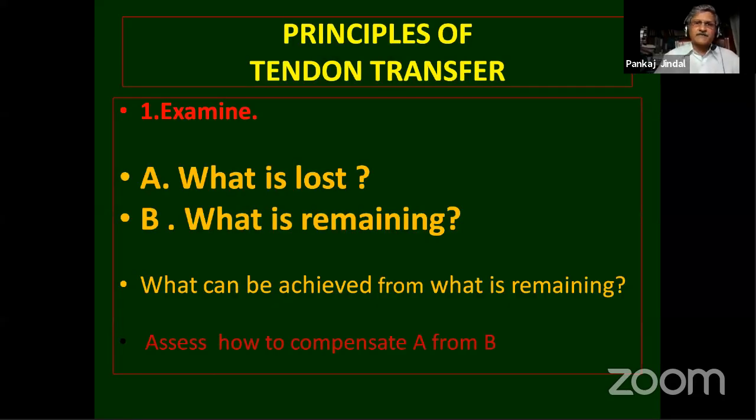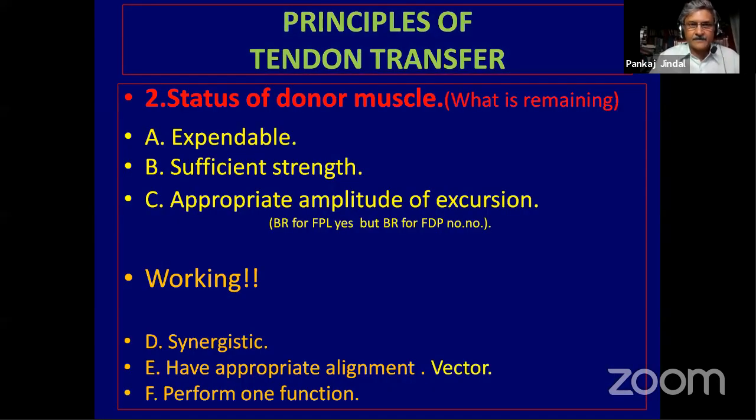So what are the principles here? Examine. Examination consists of two parts: what is lost and what is remaining. So what can be achieved from what is remaining? This is what is going to donate to what is lost. How you can compensate for the A that is lost from B, that is all about tendon transfer, which you need to know to start with.